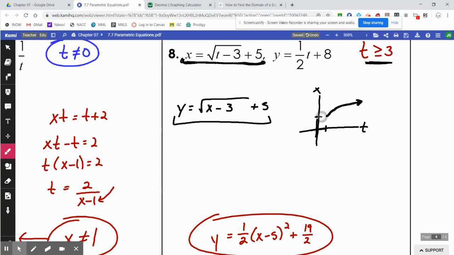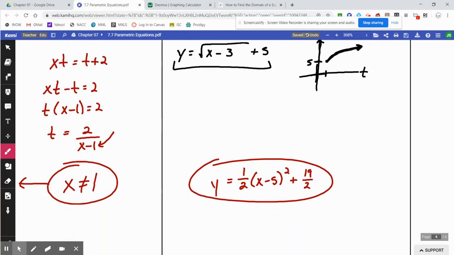Your x's are restricted from here up, or your graph starts at this value and goes up. There's a couple of different ways to do this. You could plug in 3, or you can just think about your transformations. This has been moved right 3 and up 5. That's a y value of 5, or in this case, it's an x value of 5.